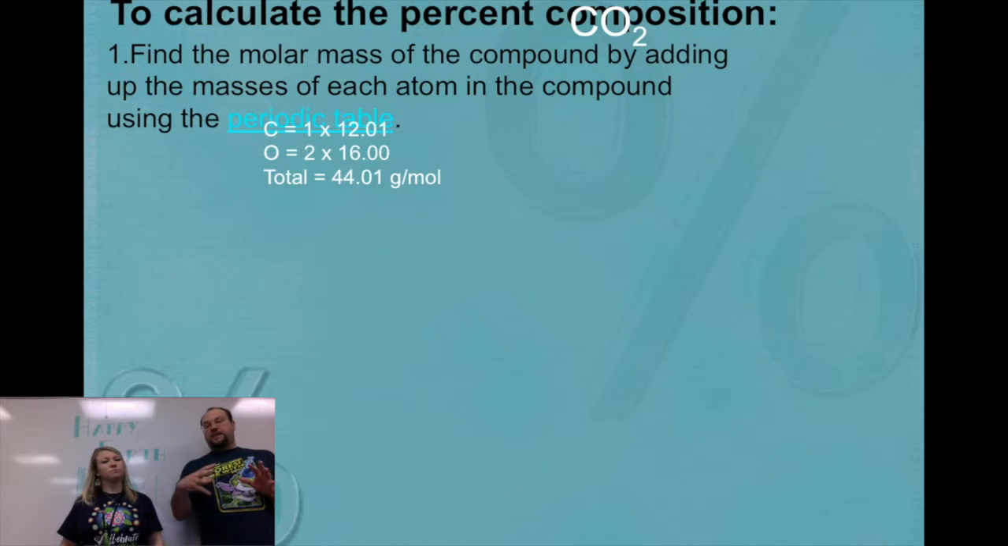So we're going to do percent composition by mass, not by just the number of atoms. It's not like CO2 is 33% carbon because a third of it is carbon. We do it by the mass.